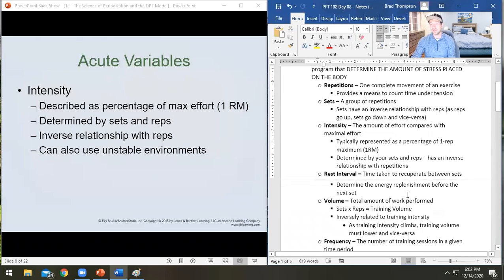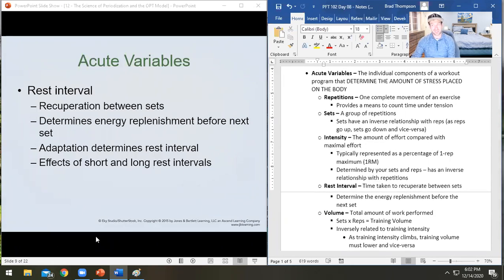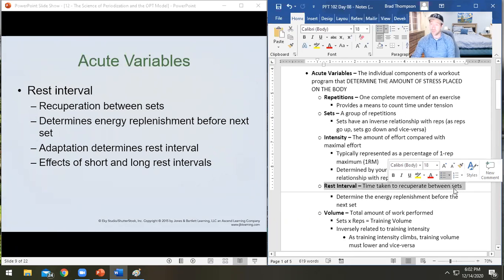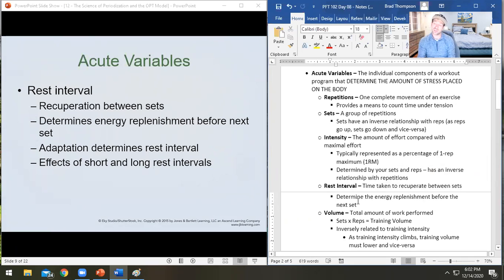Now, whenever you work really hard like that, guess what? You're going to need a lot of rest, right? And that's where a rest interval comes in terms of how we choose things. This is the time taken to recuperate between sets. This is going to determine the energy replenishment for your next set. If you do not take adequate rest, you are not going to replenish enough energy. And that could totally be your goal. That could be great if you're trying to develop endurance, right?